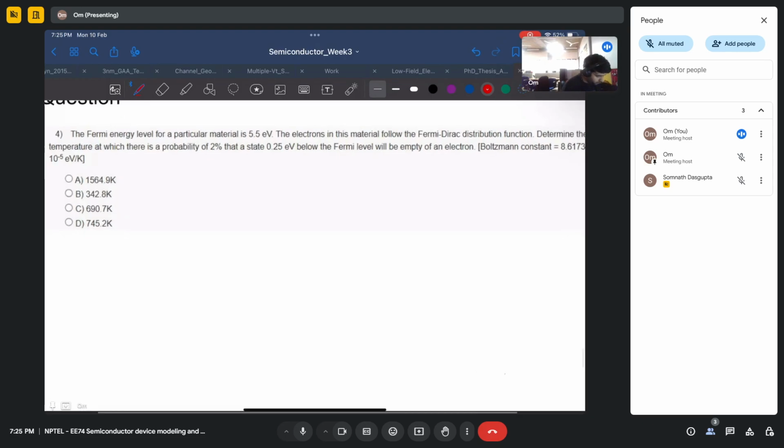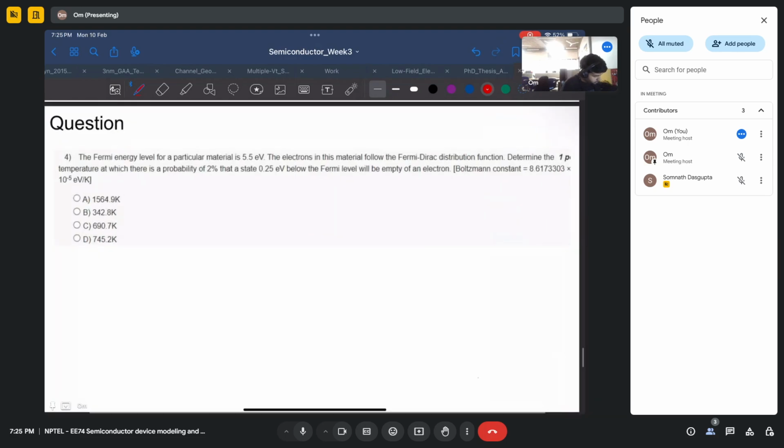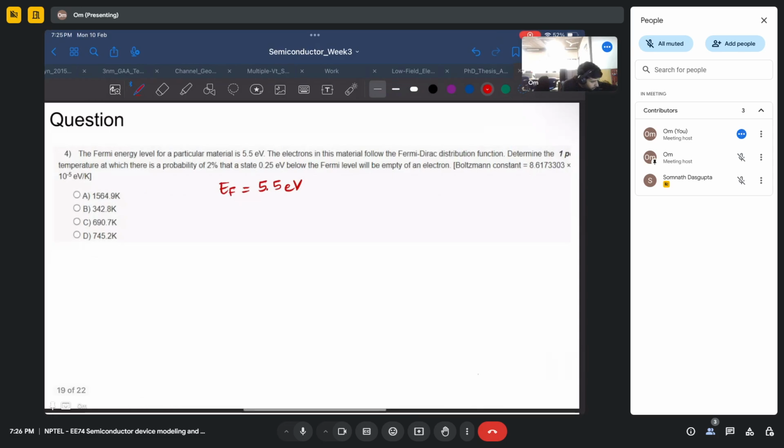Fine. So we have been given that EF is 5.5 electron volt, and we have to find the temperature at which there is a probability of 2% that a state 0.25 electron volt below the Fermi level is empty. So the probability of finding an electron is Fe, so the probability of a state being empty will be 1 minus Fe. It is given that 1 minus Fe is 0.02, so Fe will be 0.98.